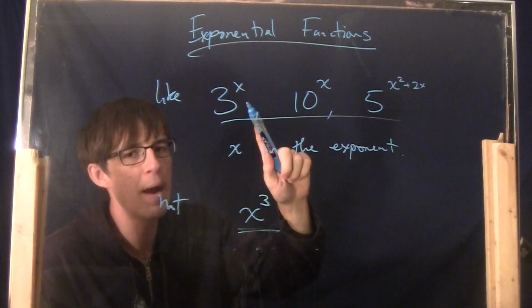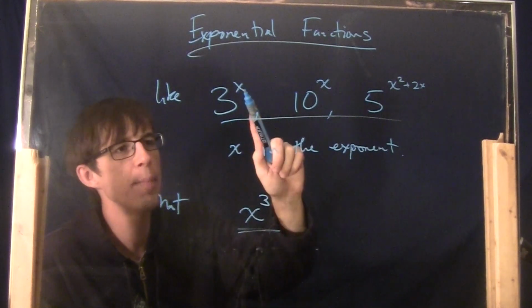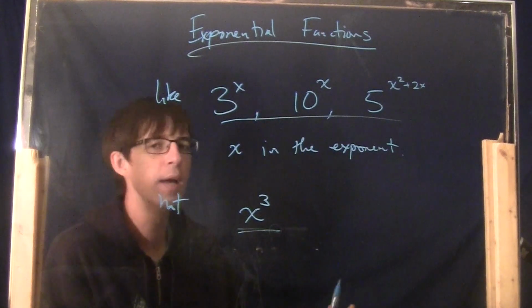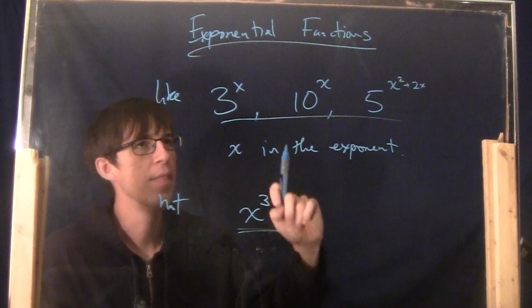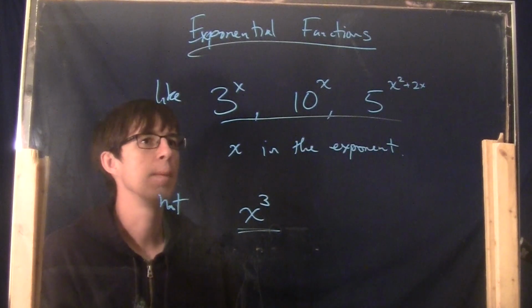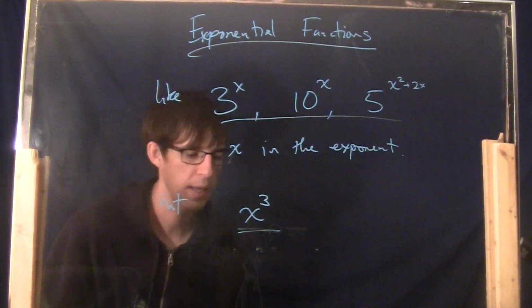You cannot use the power rule on this. The power rule works when x is on the bottom. When x is up here, you do not bring the exponent down and then decrease by 1. You don't do that when the x is in the exponent. All right, that's what we're going to talk about this time. How do you find the derivative of an exponential function like that?